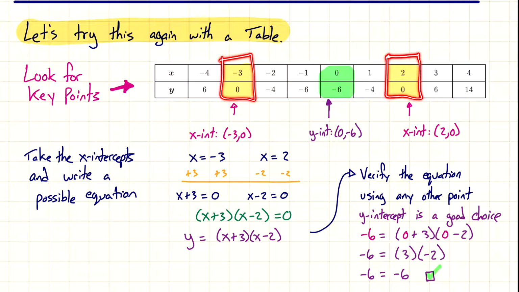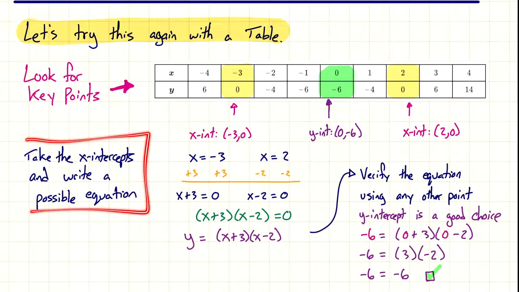Another good point to have that may or may not be in your table is the y-intercept. You'll notice this one has x equals 0, so it's the reverse. So these are 3 key points that might be worth taking from your table.